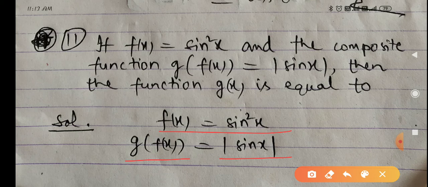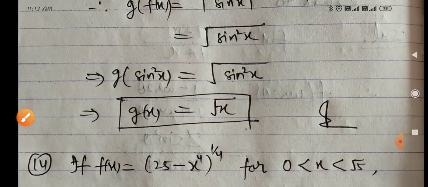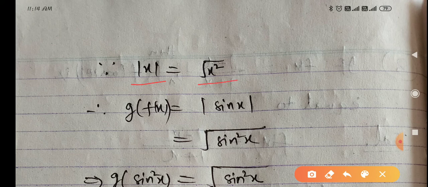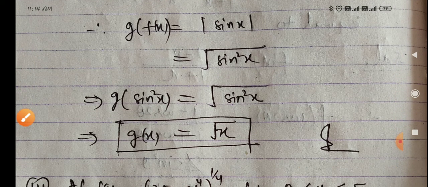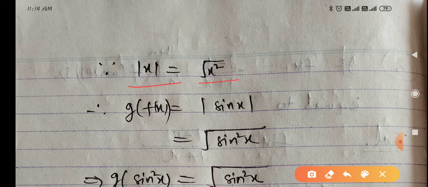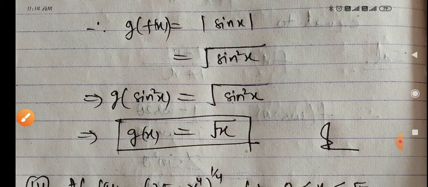By the definition of modulus function, you know very well |x| equals √(x²). So in the same way, |sin x| means √(sin²x). Again I am telling you, |x| means √(x²). It is the definition of modulus function. So in the same way, |sin x| is √(sin²x). So g(f(x)) is √(sin²x).